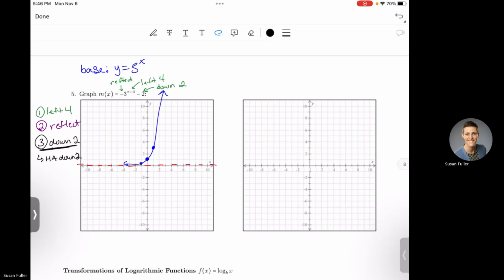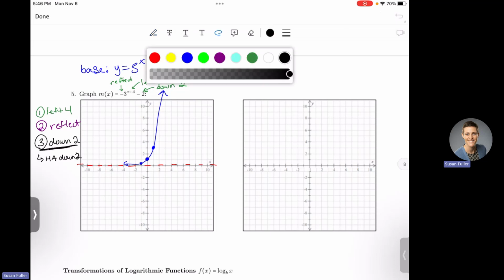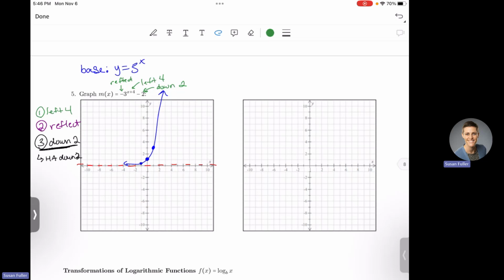Okay. So let's start making these changes. The first thing that we're going to do is shift this whole thing to the left 4 units. So I'll take each of my points and go to the left 4. 1, 2, 3, 4. 1, 2, 3, 4. 1, 2, 3, 4. All right, so I'll shift that to the left 4 units, and so that's what we look like now. And notice if I shift my horizontal asymptote left, it stays put.